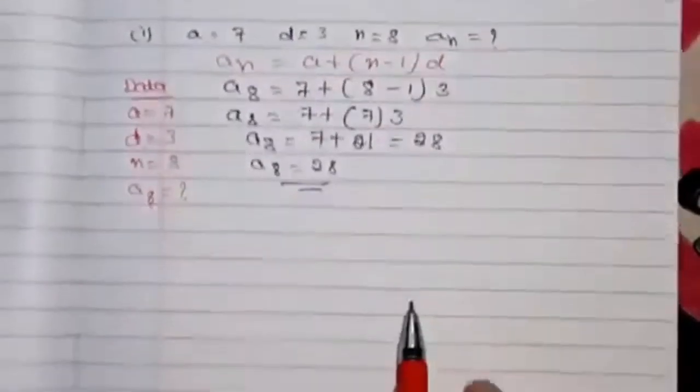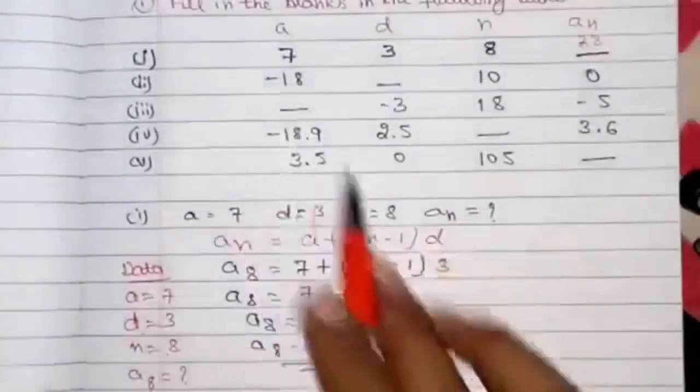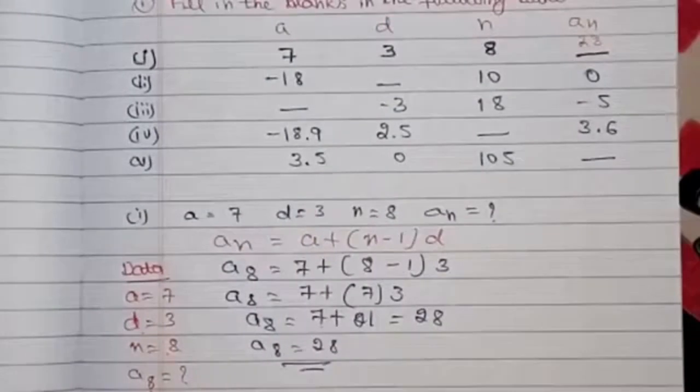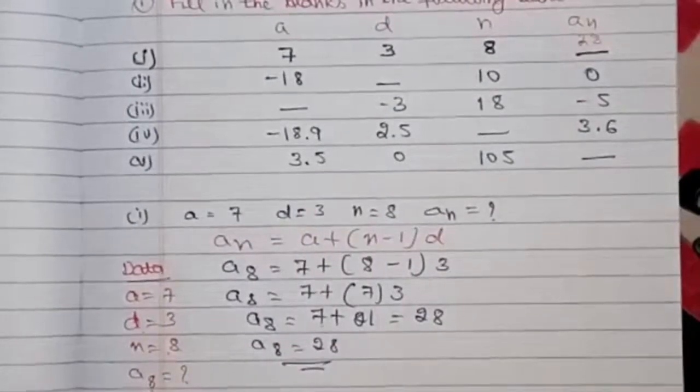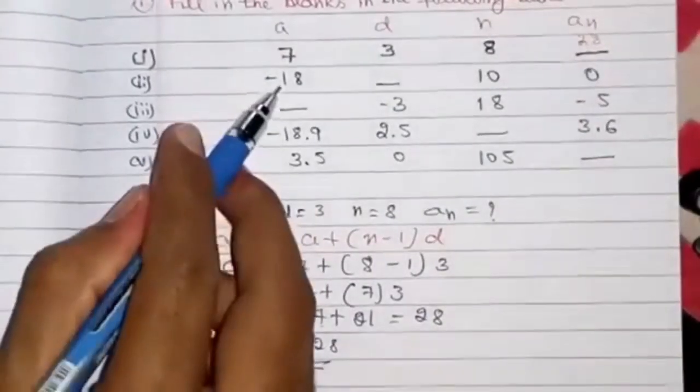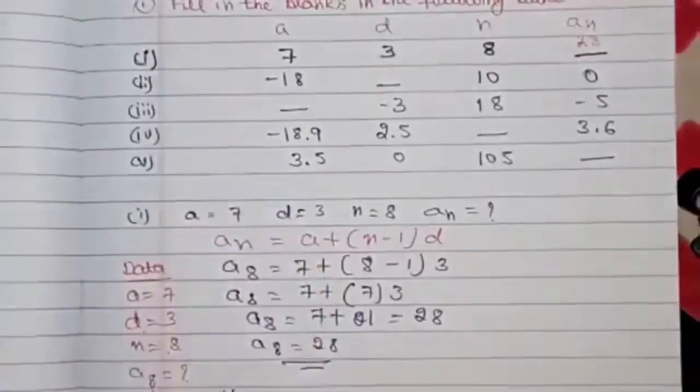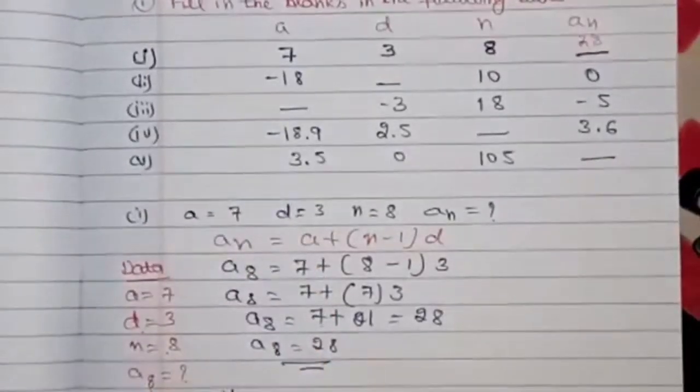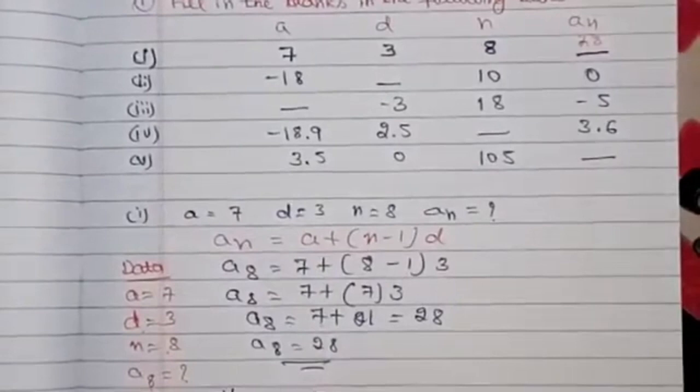Right children? This is the first one. Now I'll take the second one. Whatever data they have given, I'll write down. Okay, I'll write the second one here. They have given a is equal to 18, so therefore a is equal to minus 18.